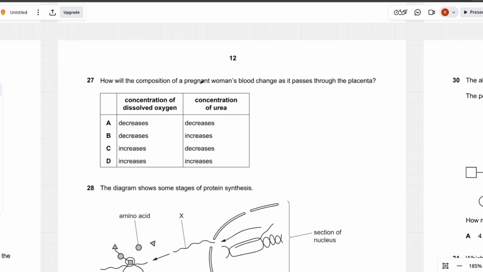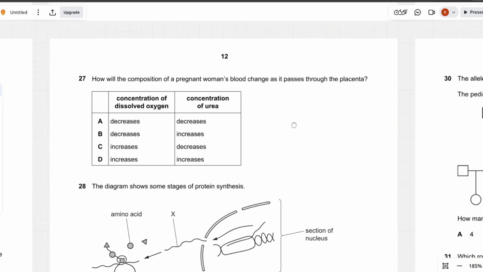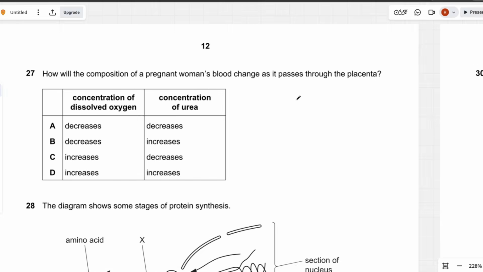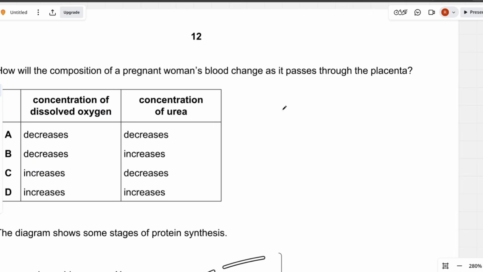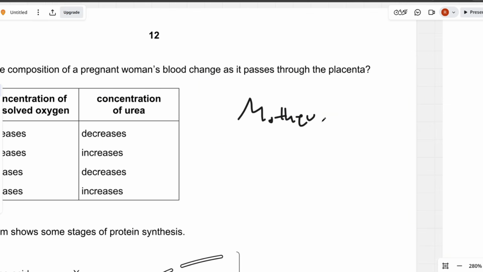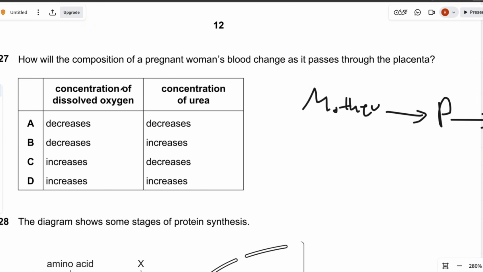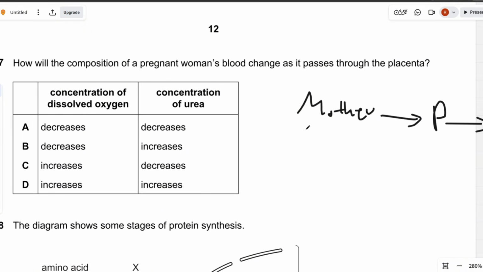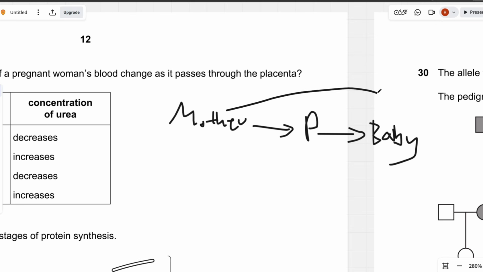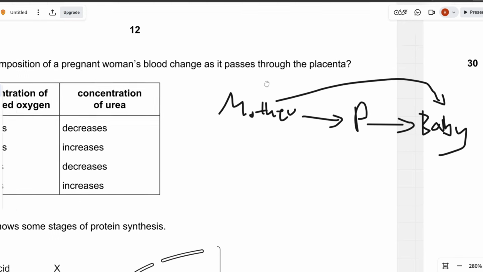How will the composition of a pregnant woman's blood change as it passes through the placenta? Think of the placenta as an exchange station between the mother and the baby. So this is the mother. Her blood passes through the placenta, and it goes to the baby. They said concentration of dissolved oxygen. The blood of the mother has a high concentration of dissolved oxygen to carry it to her baby, since the baby cannot breathe on its own, therefore cannot source its own oxygen.